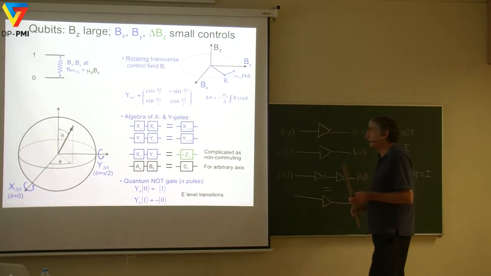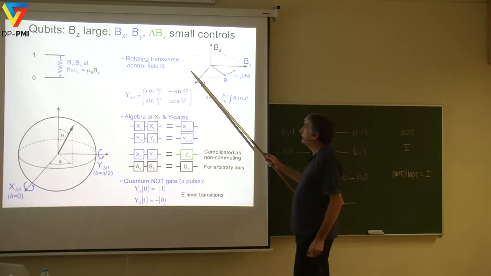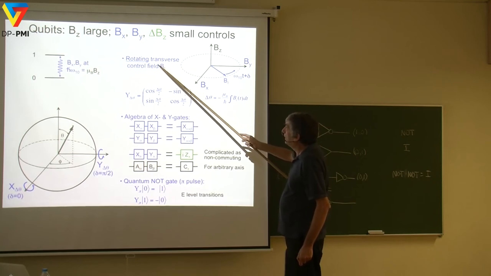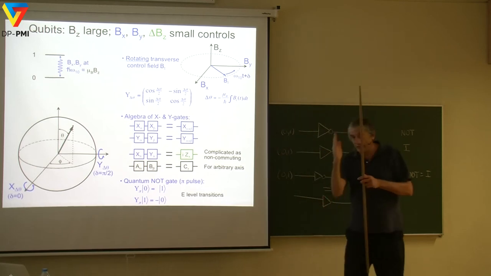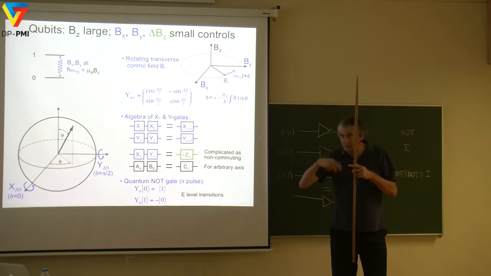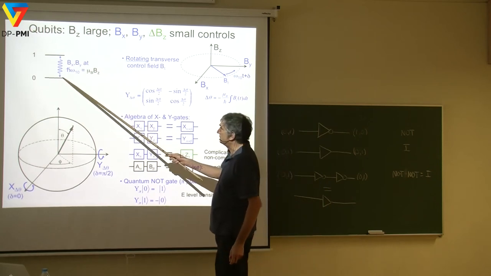The way you see that is you imagine you're putting on a BX or BY field. You have a big BZ field, and you have a small BX or BY, and you're putting that on at an oscillating frequency that corresponds to this transition frequency.